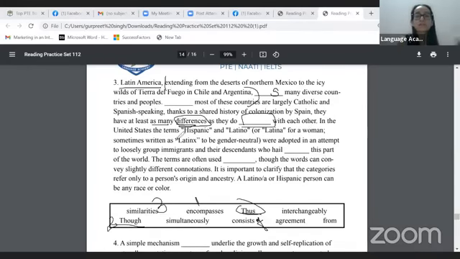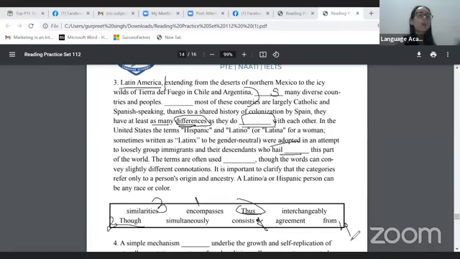In the United States, the terms Hispanic and Latino were adopted in an attempt to loosely group immigrants and their descendants who hail this part of the world. This you can note down. Hail always comes with from.